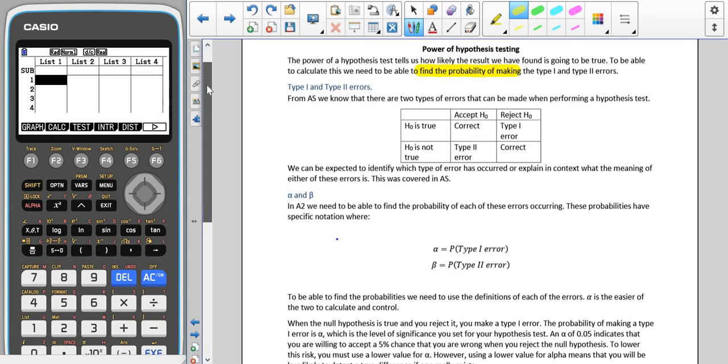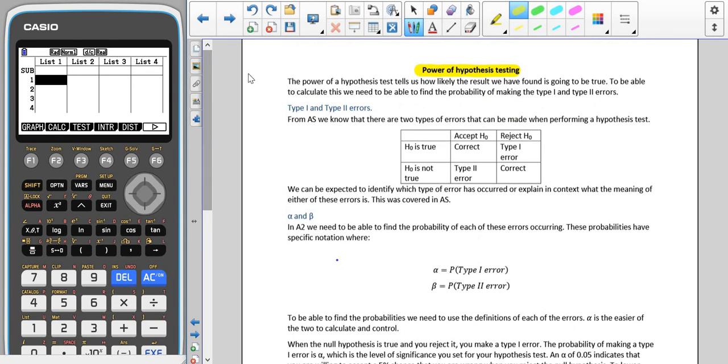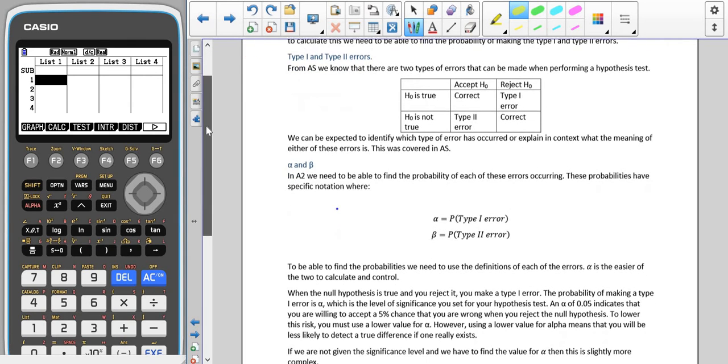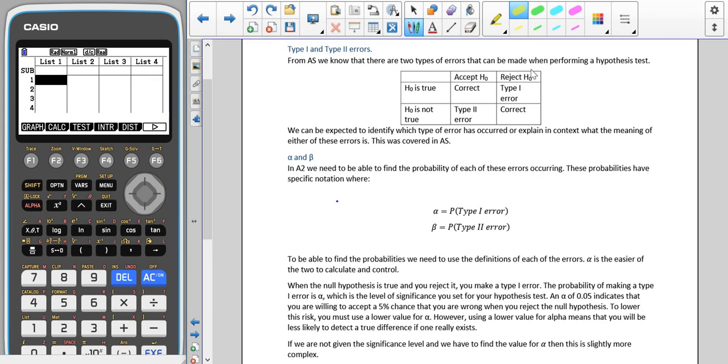Now you may remember from AS we had a look at type 1 and type 2 errors, and you should have this table in your AS notes booklet. So remember that a type 1 error is when H0 is true, but in our hypothesis test we end up rejecting H0. And a type 2 error is where in reality H0 is not true, but in our hypothesis test we have ended up accepting H0. Now in A2 statistics we need to be able to find the probabilities of these.